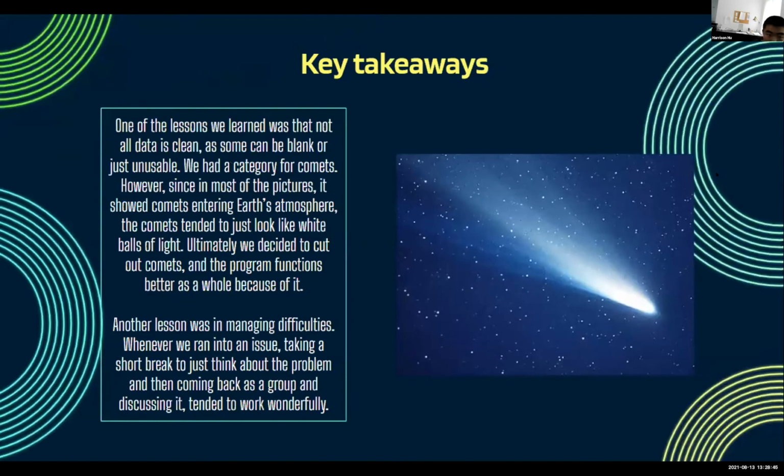Our key takeaways. One of the lessons we learned was that not all data is clean, and some can be blank or just unusable. We had a category for comets originally. However, in most of the pictures, they showed comets entering Earth's atmosphere, and comets tend to just look like white balls of light, such as this one. Ultimately, we decided to cut out comets, and the program functions better as a whole because of it.